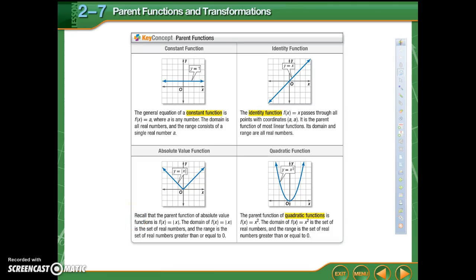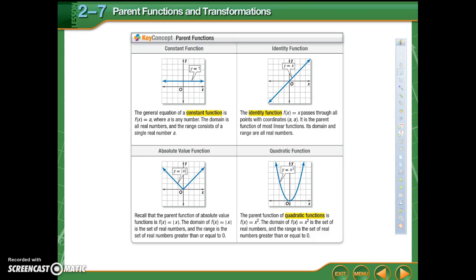Today's Algebra 2 2.7 Parent Functions and Transformations. You will need a graphing calculator with you, along with your pencil, and maybe some graph paper. If you need that, I can get that for you. It'll be on the table up at the front of the classroom.